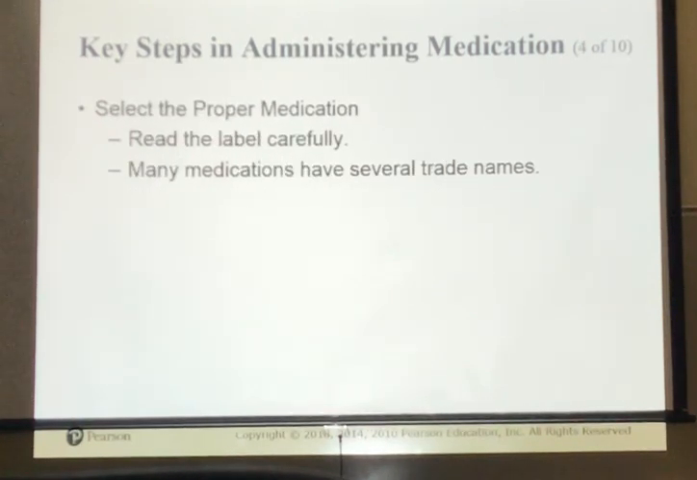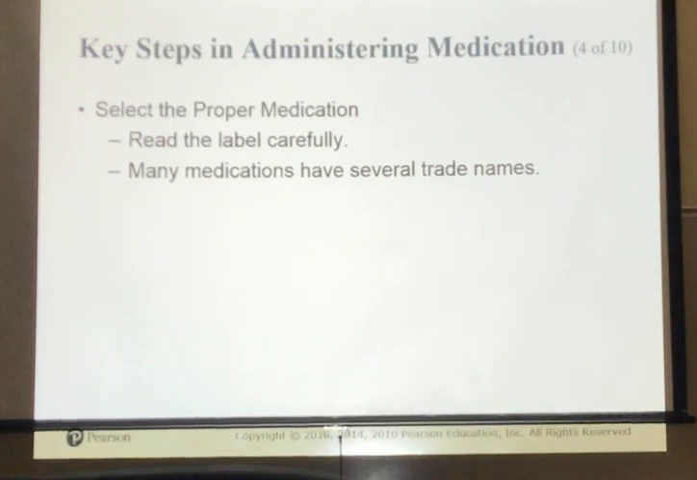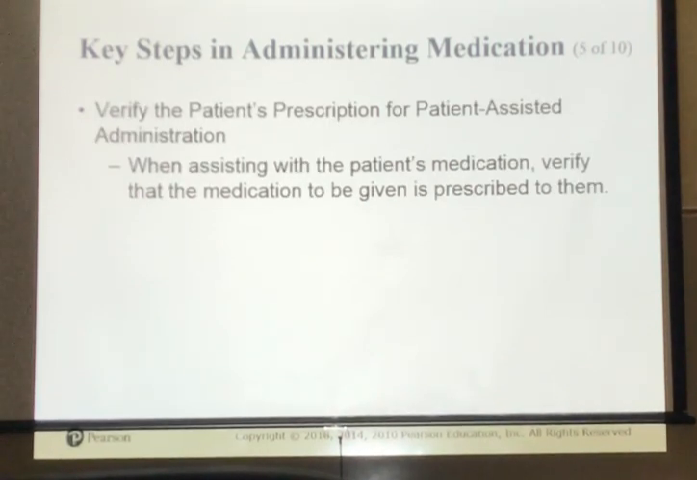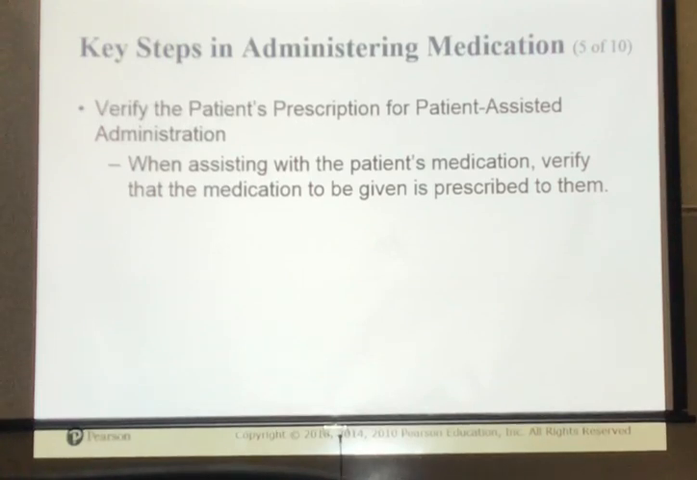Once the medication order has been received, it is your responsibility to ensure that the proper medication has been selected. You need to make sure you read your medication labels carefully. When the medication to be given is not carried on the EMS unit and must be obtained from the patient, it's important to verify that the medication is actually prescribed for that patient and not some other individual, such as a spouse, relative, or friend.